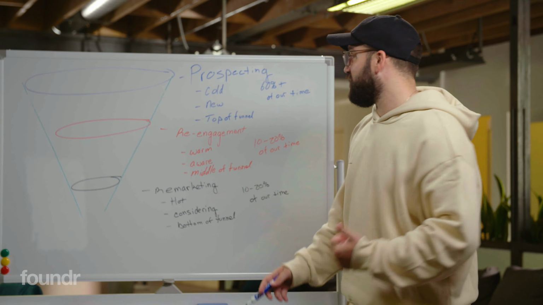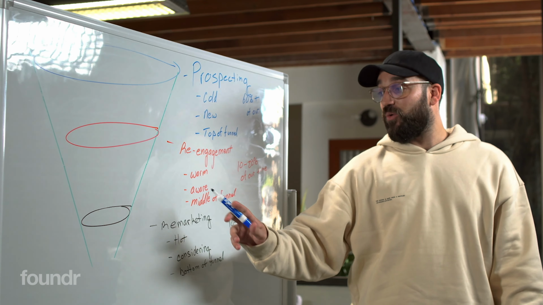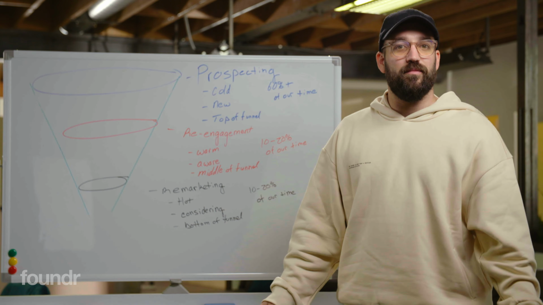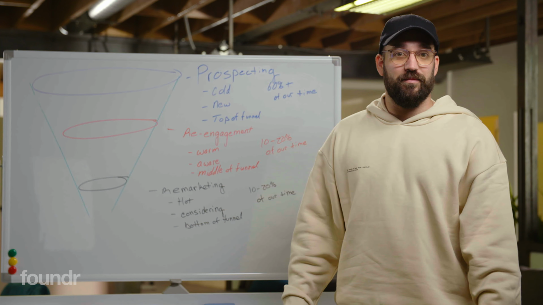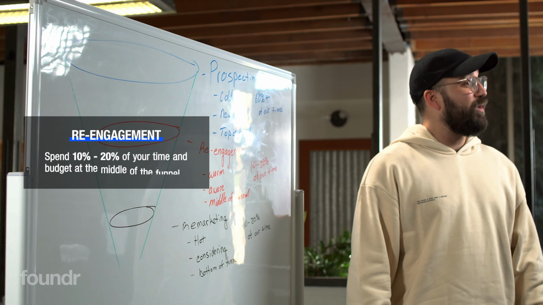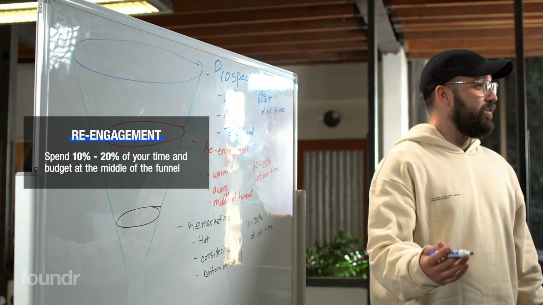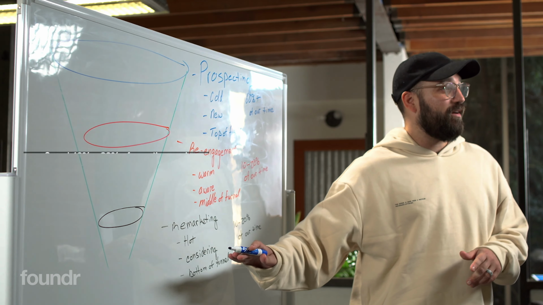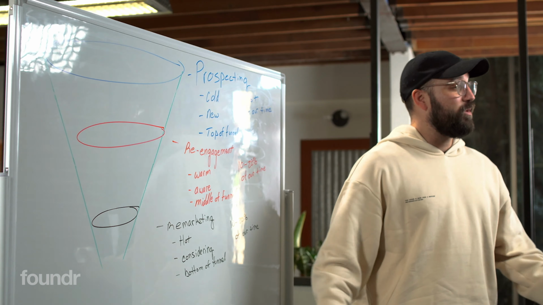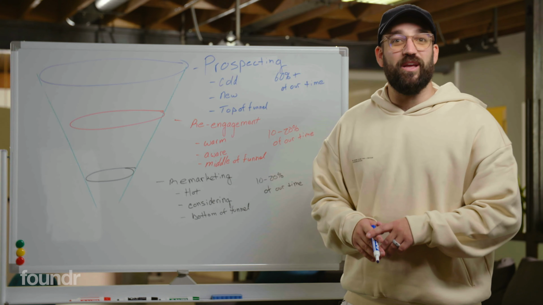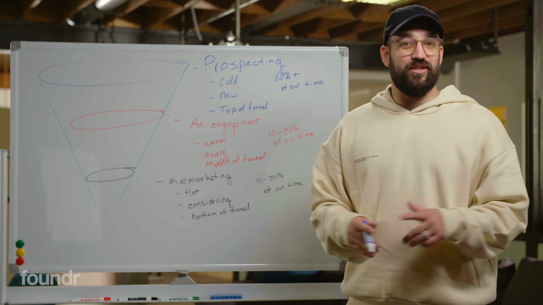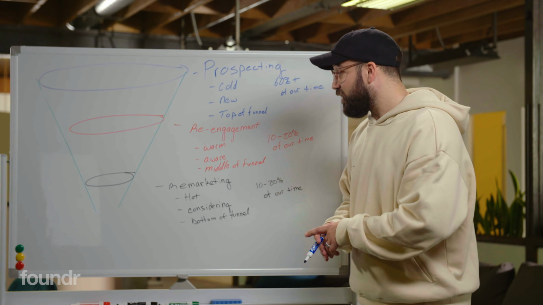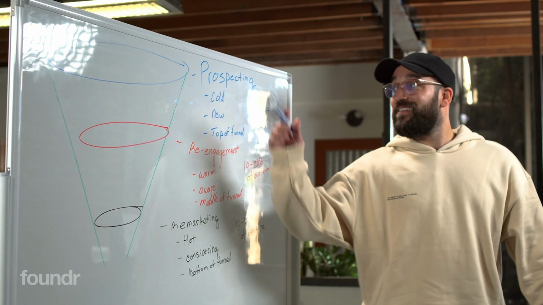A little bit further down, we're going to our warm audiences, or audiences that are a little bit more aware of who we are and what we're trying to sell. That is our re-engagement area. The amount of time that we're spending here ranges between 10 to 20% because you might not have built up an audience just yet. A little bit lower than that is your bottom of funnel, or remarketing. Remarketing is where we get our last-ditch effort to convince a consumer to buy our product or to opt in.